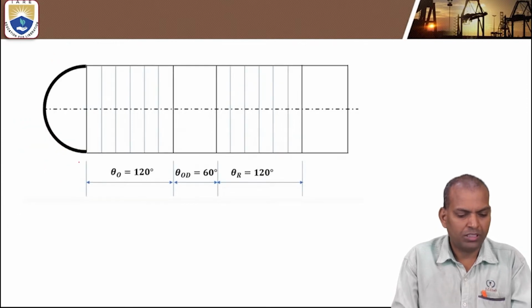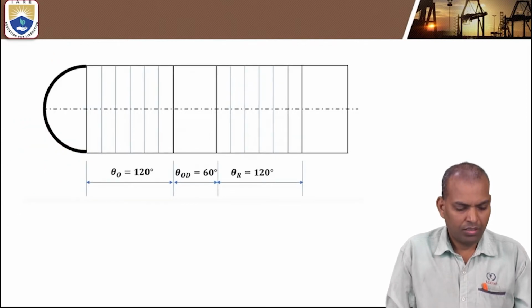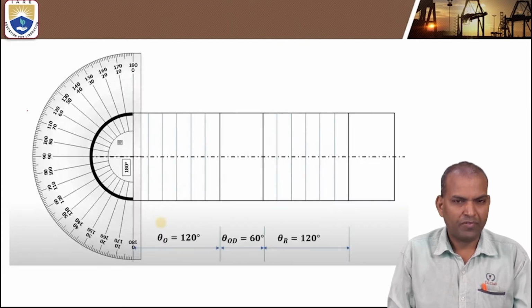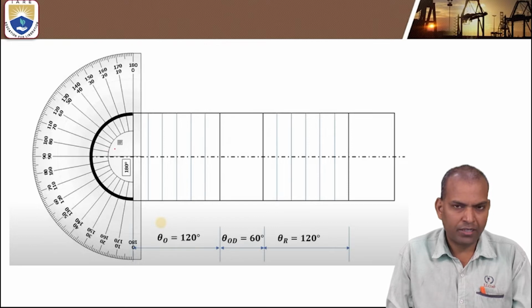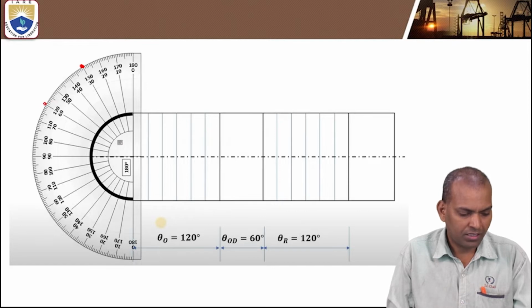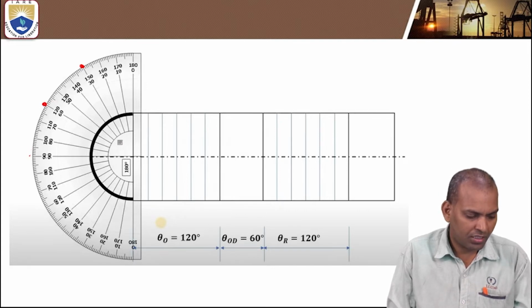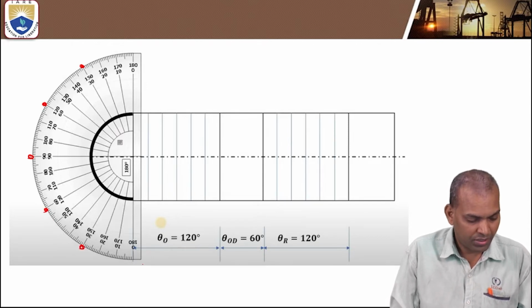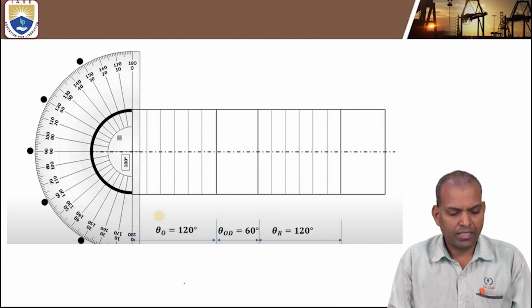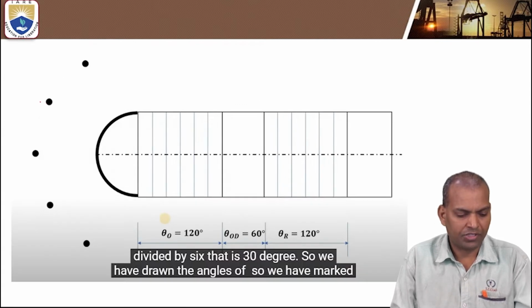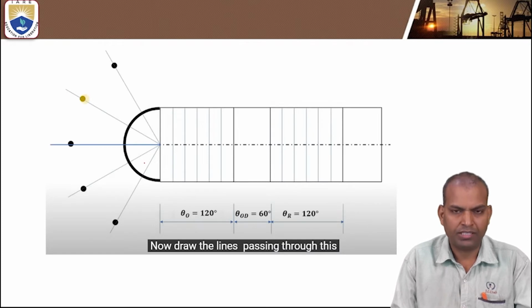Okay, now this is the semicircle. After drawing the semicircle, with the help of a protractor, divide it into an even number of equal parts, that is six equal parts. 180 by 6 is 30, 30, 30. This is the first point, 30 plus 30 is 60, 60 plus 30 is 90, 90 plus 30 is 120, 120 plus 30 is 150, 150 plus 30 is 180. So these are the equal parts. Join these equal dots with radial lines.